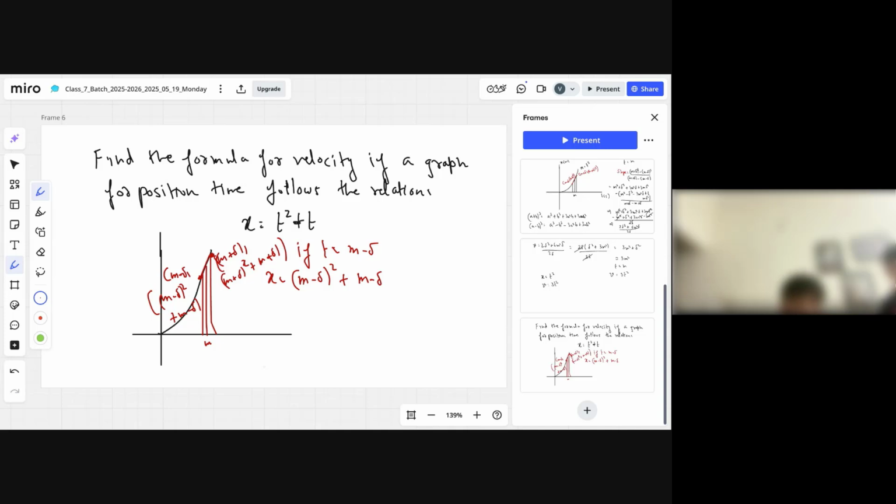What is this? You have taken j? No, you have taken delta. How is it m square minus j square? A minus b whole square formula you forgot.